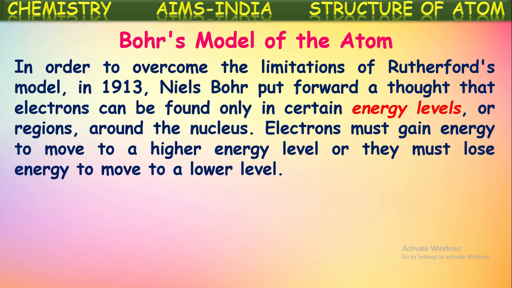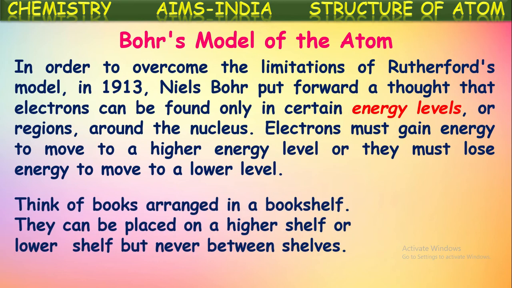So, electrons must gain energy to move to a higher energy level, or they must lose energy to move to a lower energy level. Until they gain or lose energy, they remain in the same energy level and continuously revolve around the nucleus in the same shell or energy level.